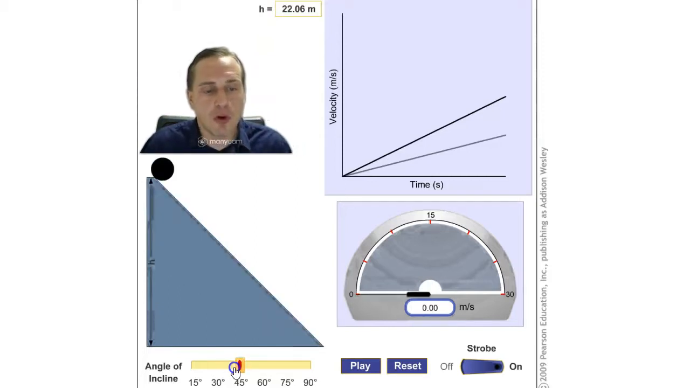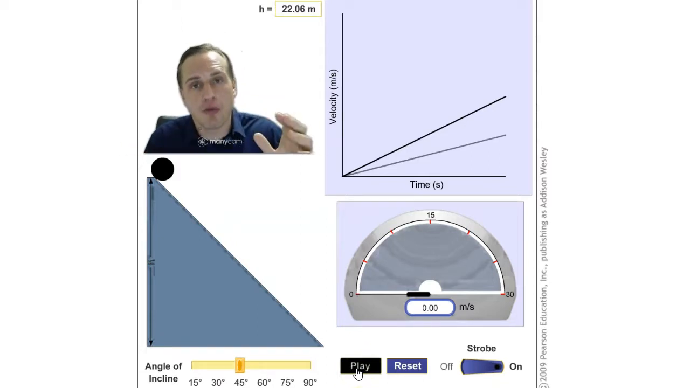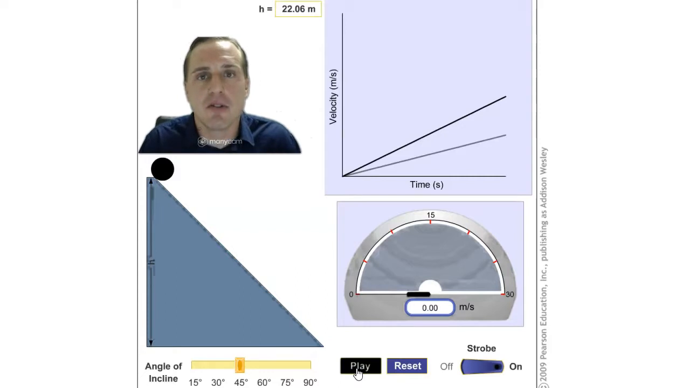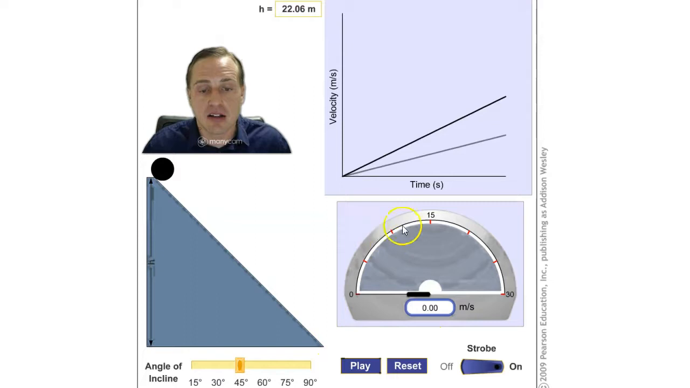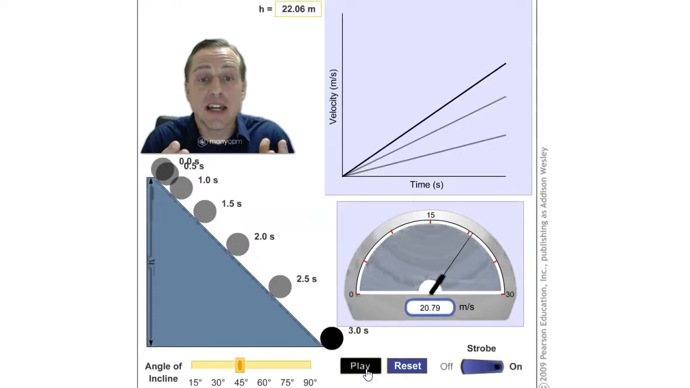So if we go up to a 45-degree angle, before I click play, I hope that you can predict what's going to happen. The strobe images should be further apart from one another in half-second time intervals. The ball should be moving faster at the end of the inclined plane than before, and the slope of the velocity versus time graph should also be steeper. Notice the initial height now is 22.06 meters for this inclined plane. And this is indeed what we observe.